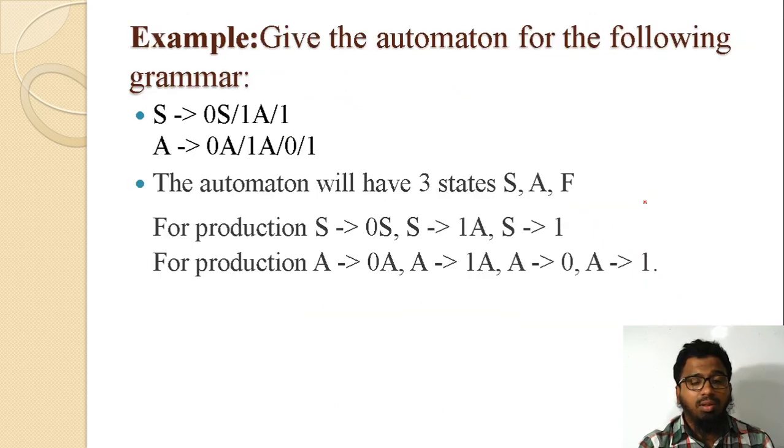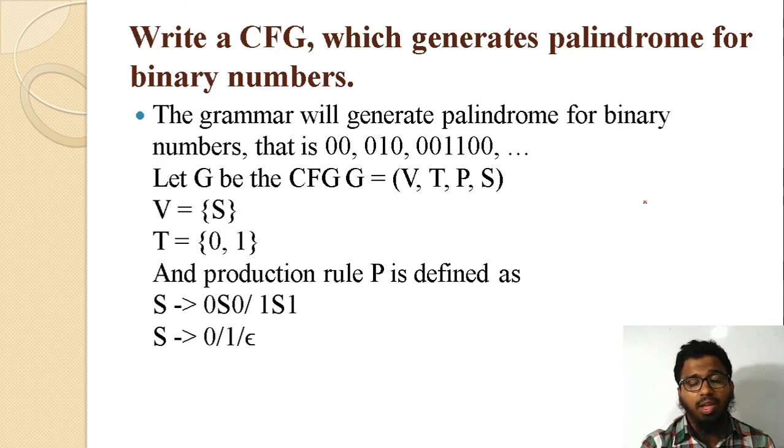In the next class we will see how to generate the graph from the grammar, that is, how to draw the finite automata. Here also we already did this. What is given? We generate a palindrome for the binary string 0 0 0 1 0 0 0 1 1 0 0. For that you can take S to 0 S 0, S to 1 S 1, and for the terminal case 0 or 1 or epsilon. So this is about the CFG.